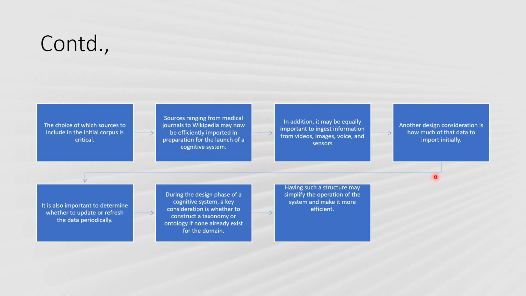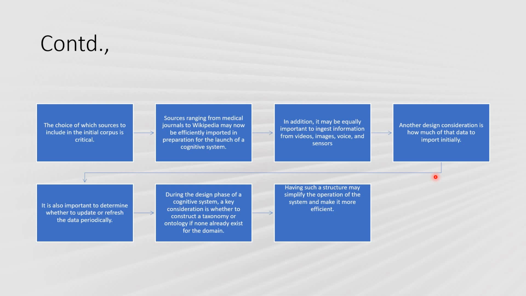Now, we need to understand the choice of which sources to include in the initial corpus is very, very critical. I have got the initial corpus being built right now. So that is the base. The base corpus should be very clearly built, and the choice of the sources to be included in the initial corpus is super critical. The sources could be from journals, from Wikipedia, from any other resources, and it could now be imported into the initial system for the launch of the cognitive system.